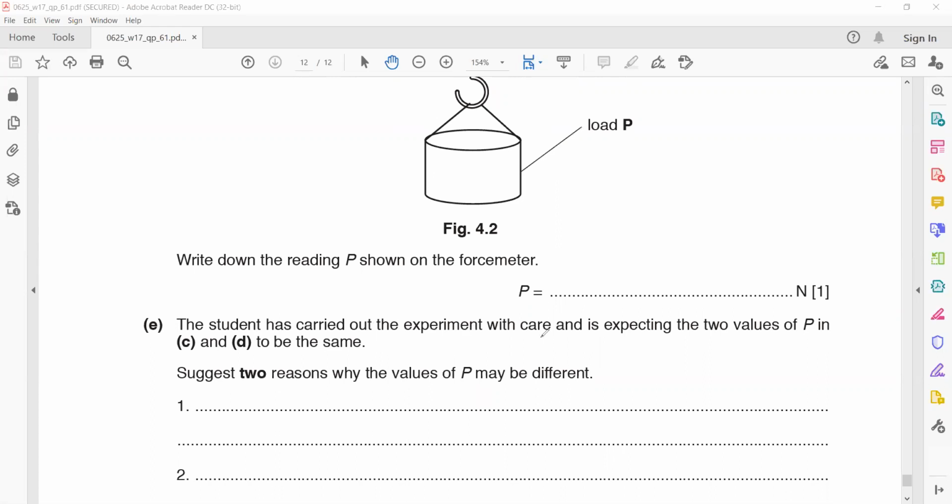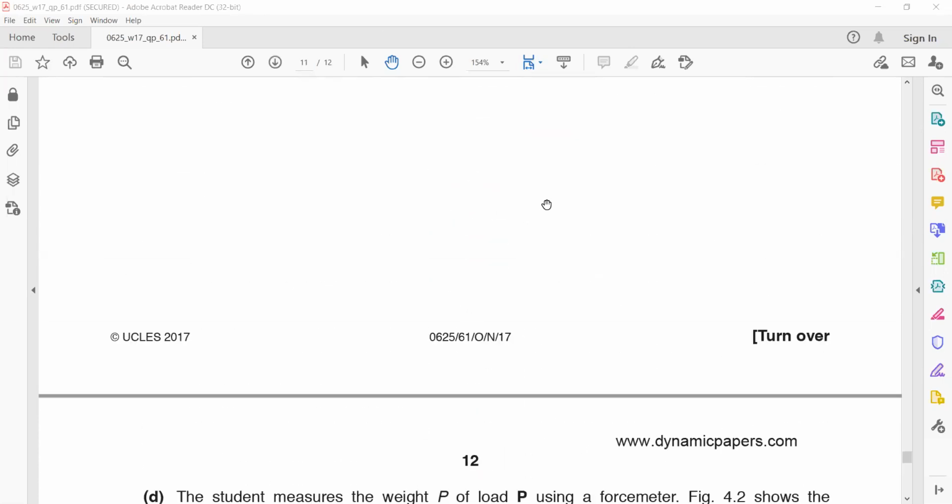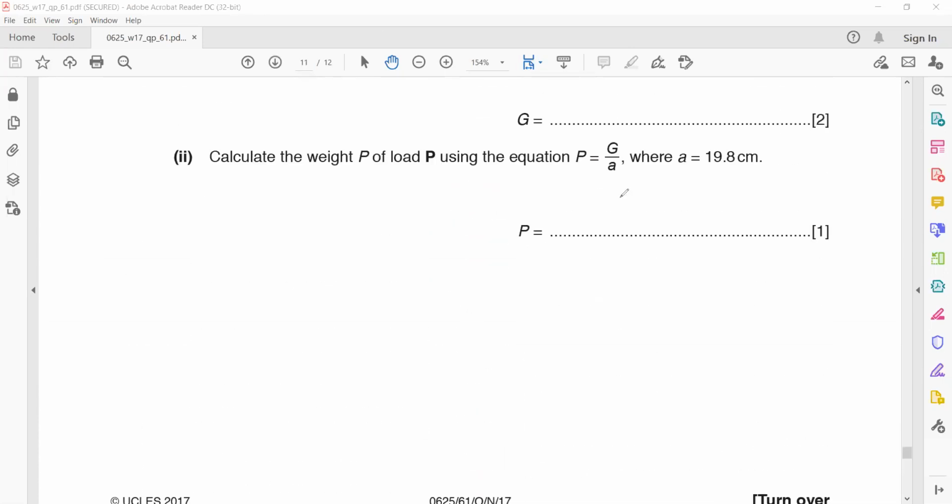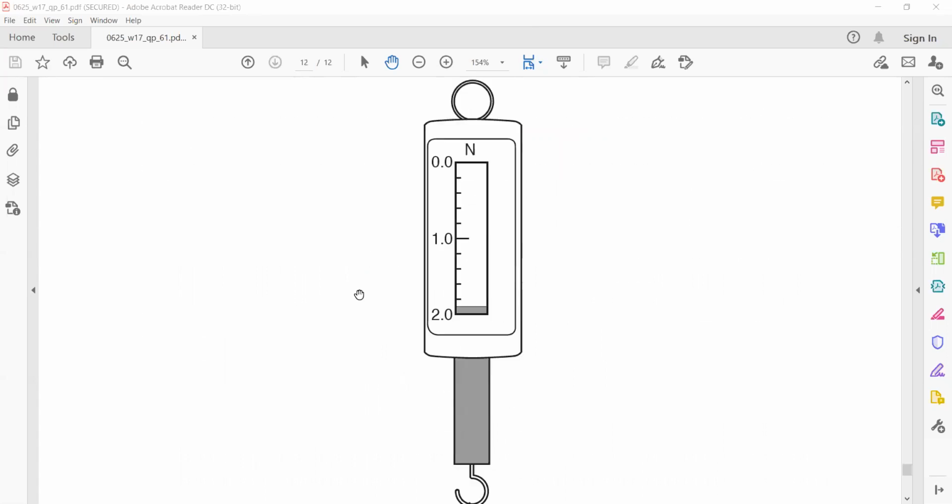The student carries out the experiment with care and expects the two values to be the same. Suggest two reasons why the value might be different. The student using a force meter is getting 1.9 Newton, and using the balancing method as we did, we were getting 2.15. So practically the two values should be the same, but it's not coming out the same. What could be the reasons, the sources of the error here?